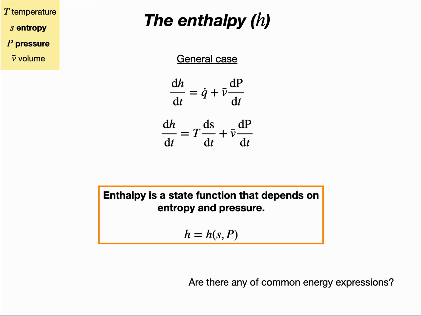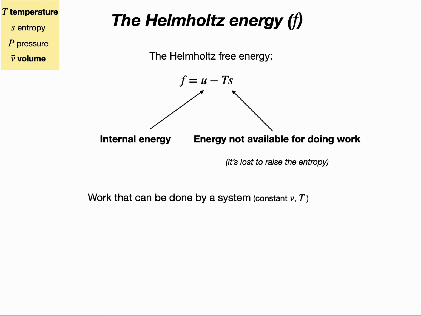So these were two objects with which we worked already over the past few lectures. Question now is, are there any common energy expressions that we have not introduced yet? And the answer is, of course, yes. Let's introduce the Helmholtz energy. So the Helmholtz energy, F, is U, the internal energy, this time minus TS. This is the energy not available for doing work. So it's the work that can be done by a system F at constant V and T.